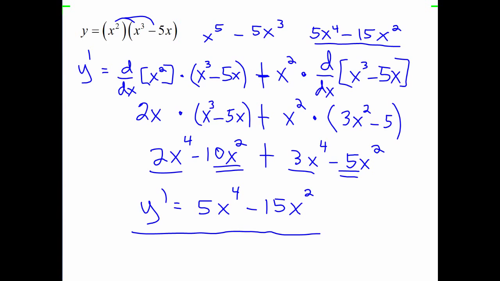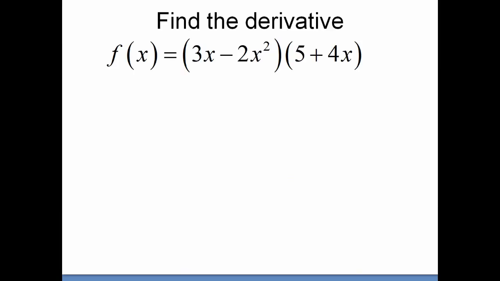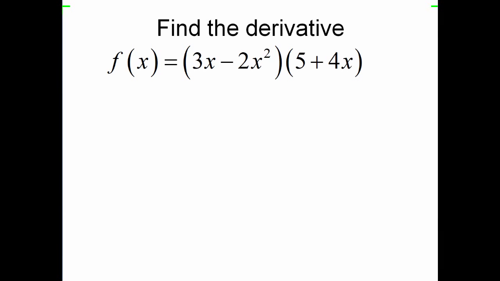Okay, so let's take a look at another example. Let's take the derivative of this function here. We have two functions being multiplied, so we're going to use the product rule.